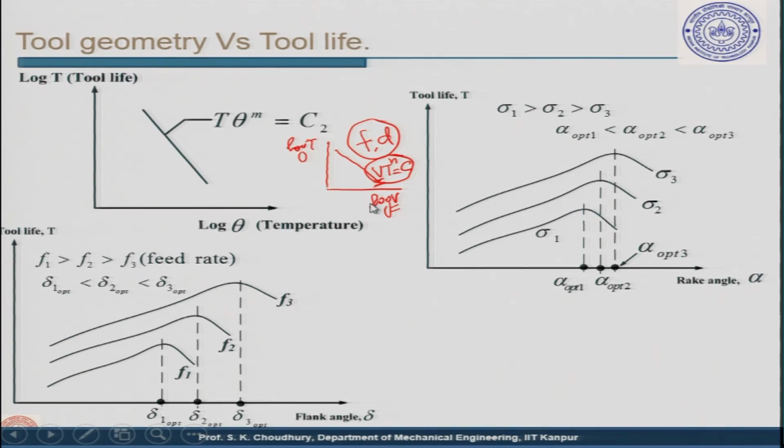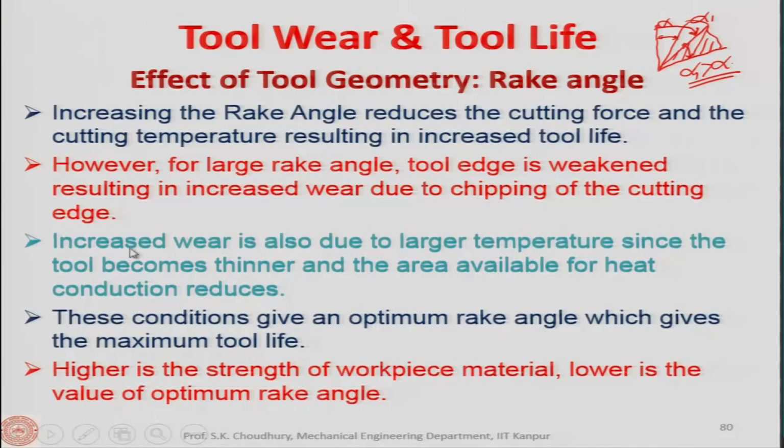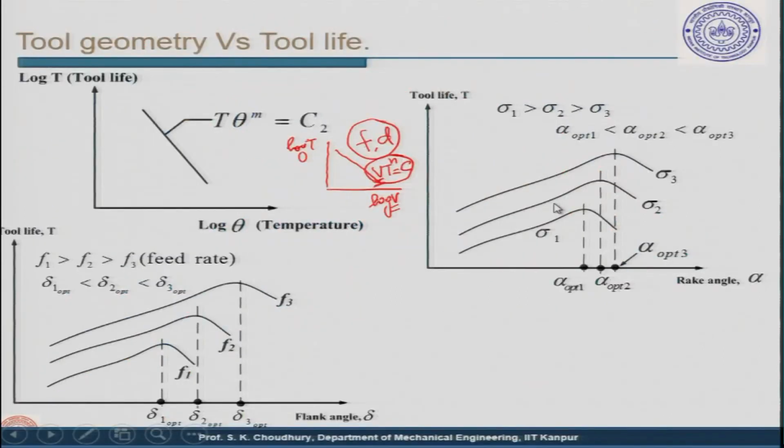Now, as we said in the case of rake angle, the higher the strength of the workpiece material, the lower is the value of the optimum rake angle. First of all, we said that there is an optimum rake angle at which the tool life is maximum. So, here it is. Suppose you take any one of these curves, let us say this curve.